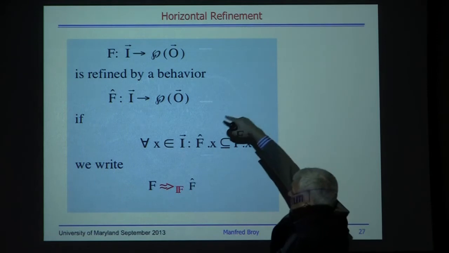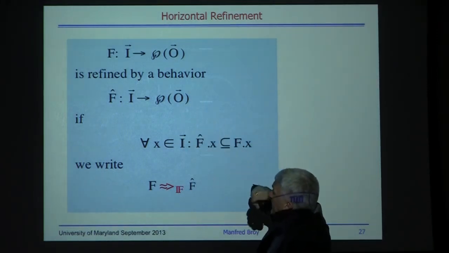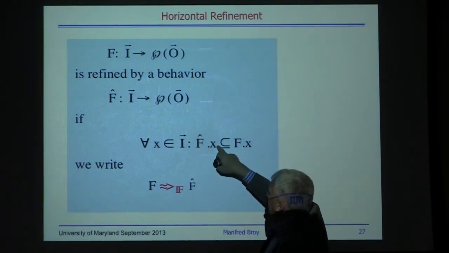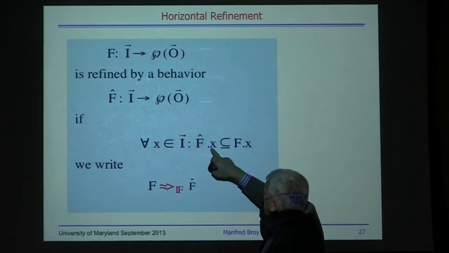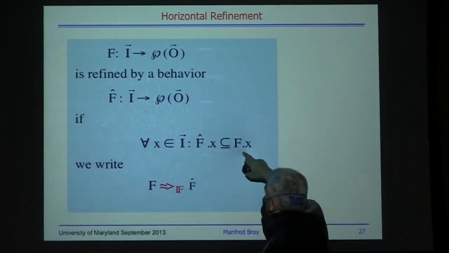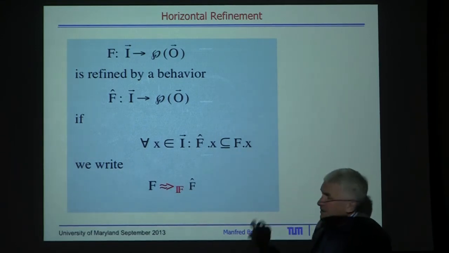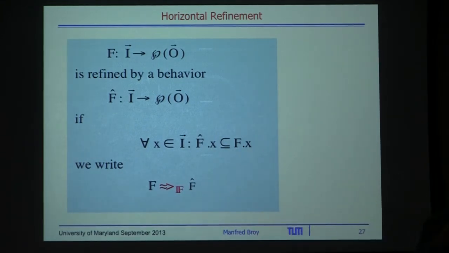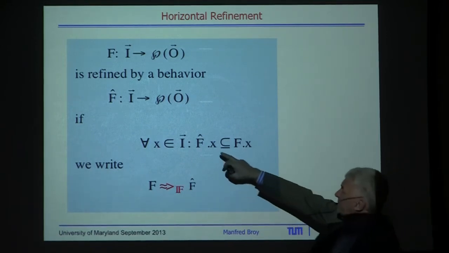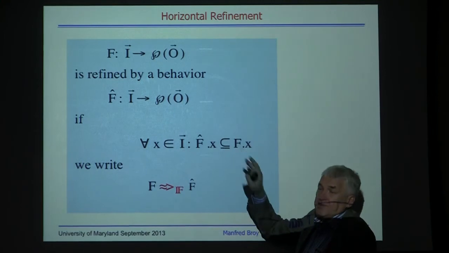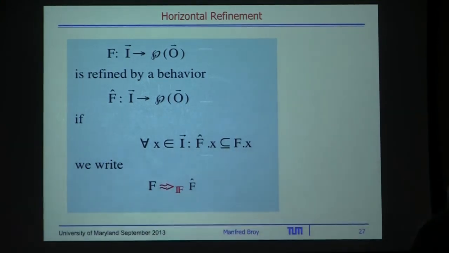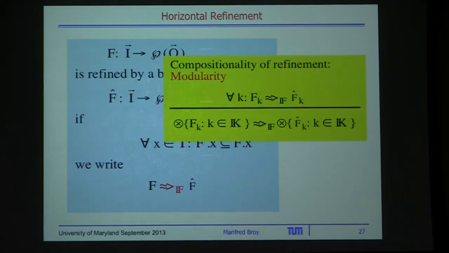We have two behaviors, and f hat is a property refinement of f if the set of outputs of f hat for each input is a subset of the set of outputs of f. At the logical level, it means we have implication between the interface specification of f hat and f. But this is very classical, so I don't think I have to talk about it. What is nice is we can just take refinement as it was developed in the 70s by people like Wirth and Moore and Dahl and Dijkstra here.